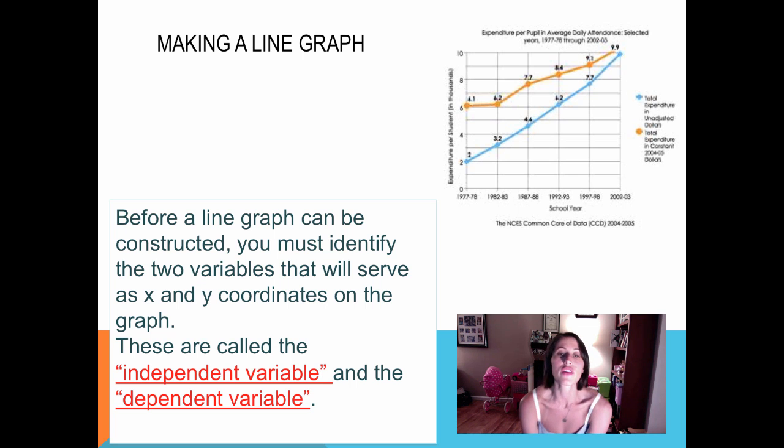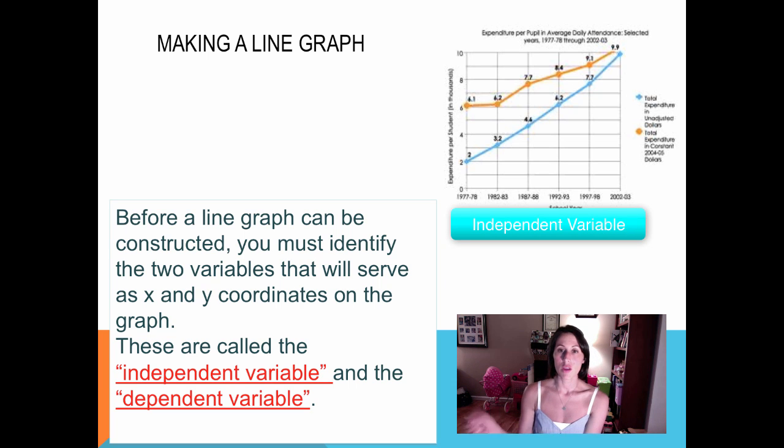All right, so now that we've covered how to make a data table, we are going to talk about how to make a line graph. Before a line graph can be constructed, you have to identify the 2 variables. So you have to identify the independent variable and the dependent variable, and we've already practiced that. So if you're pretty good at that, you should be pretty good at determining which goes where.